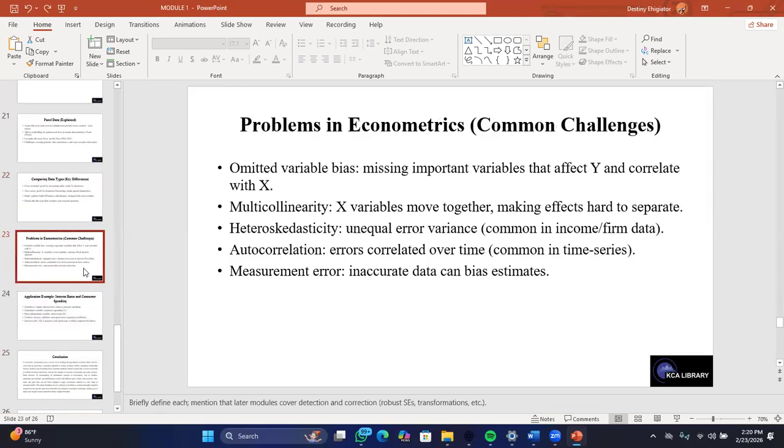Now, let's look at some problems in econometrics. Number one, we have omitted variable bias, that is, missing important variables that affect Y and correlate with X. We have multicollinearity, where X variables move together, making effects hard to separate. We have heteroscedasticity, unequal error variance. We have autocorrelation, errors correlated over time. It is common in time series. Then we have measurement error, inaccurate data.